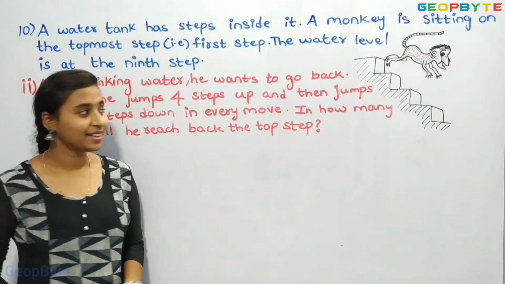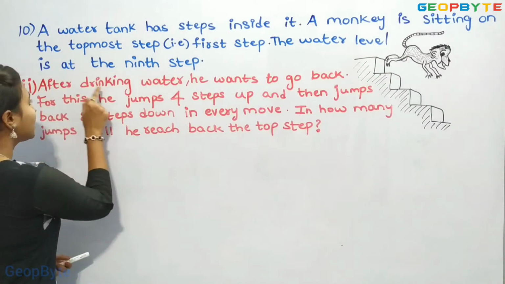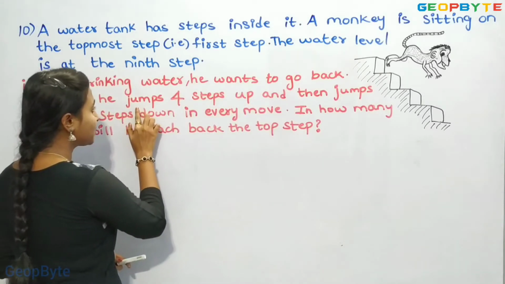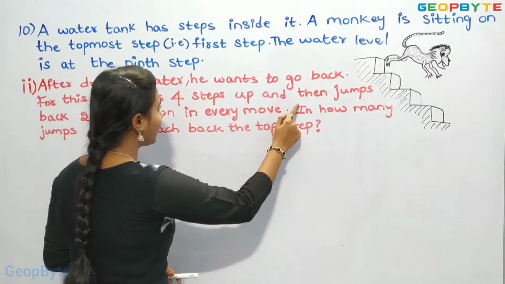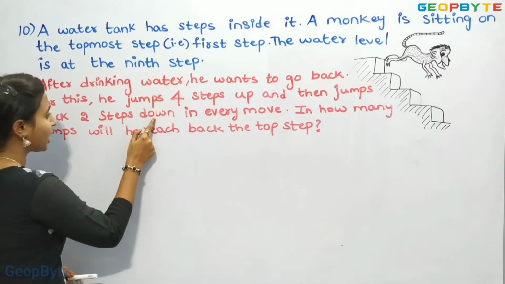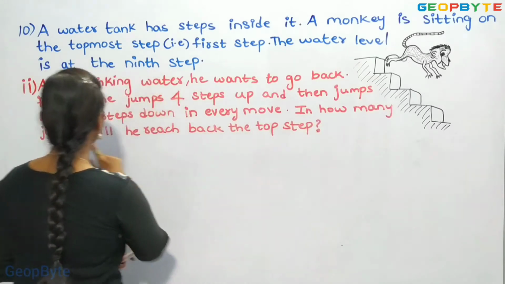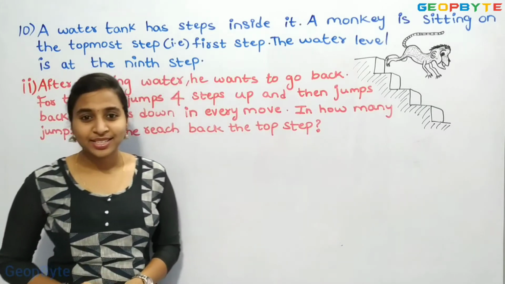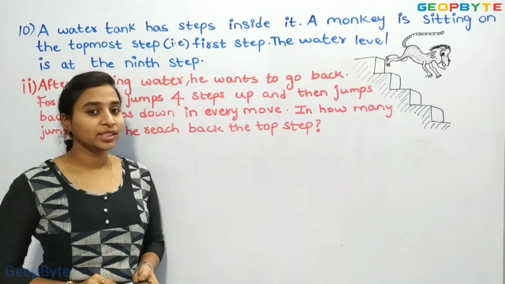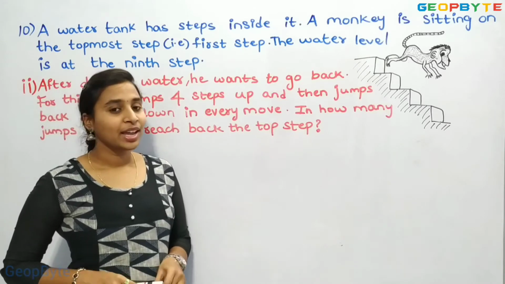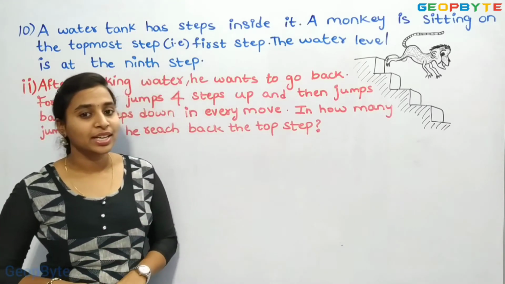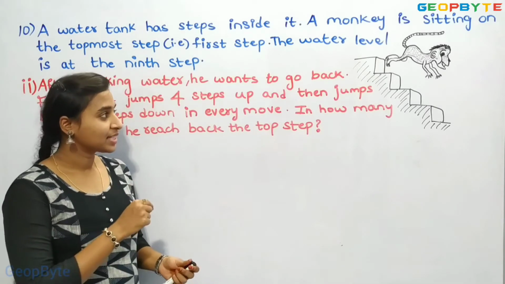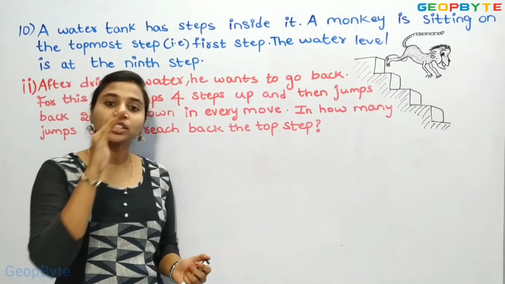Now, let us see the second bit. After drinking water, he wants to go back. For this, he jumps 4 steps up and then jumps back 2 steps down in every move. In how many jumps will he reach back the top step? That is, in the previous question, he wants to drink water. That is why he reached the 9th step. That is, in how many jumps he reached, we have found out. Now, in this case, after drinking water, he wants to come back.